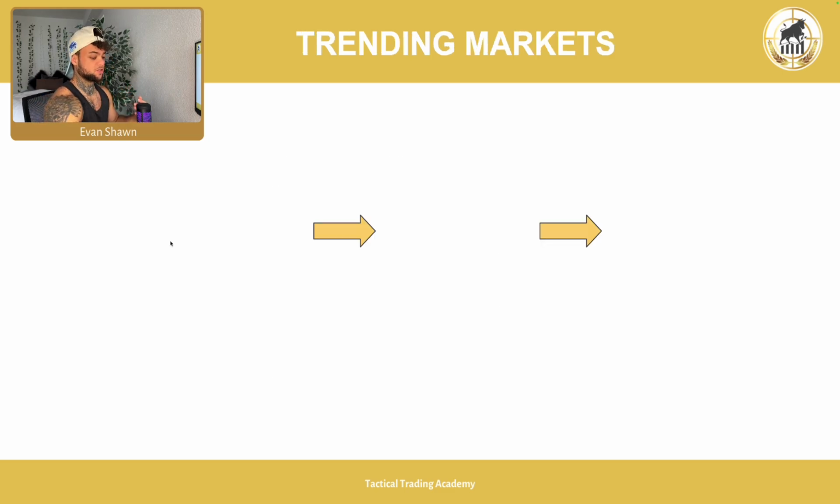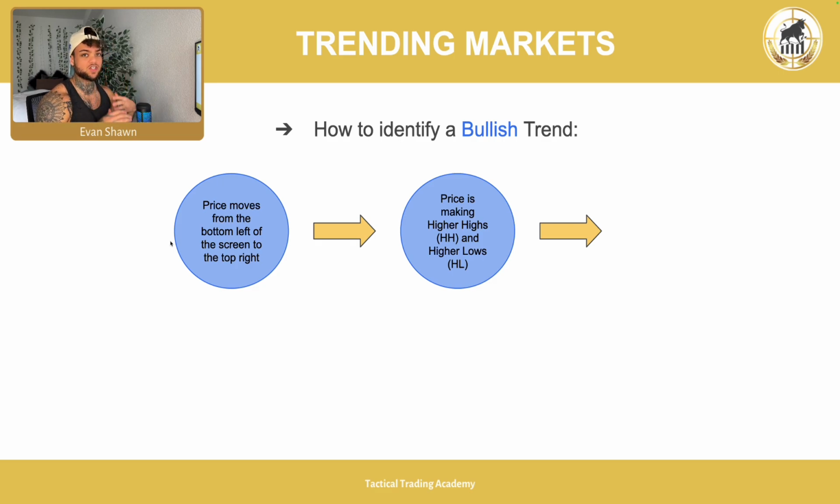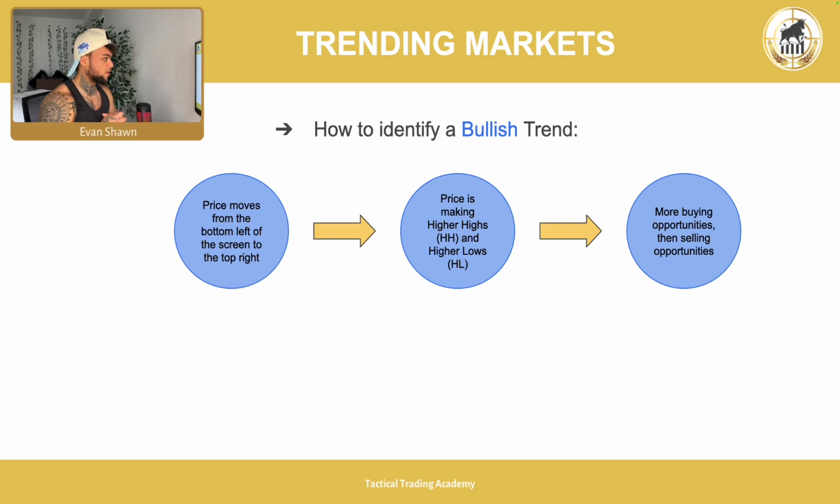Okay, so now we continue with the trending markets. We start on how to identify a bullish trend or an upside trend. So first of all, the price moves from the bottom left of the screen to the top right. Then also price is making higher highs, HH, and higher lows, HL. And this means that we have more buying opportunities than selling opportunities. Like I mentioned before, in a bullish trend, you should mainly only be looking to take buys instead of sells, because the probability will be higher if you take trades with the trend.